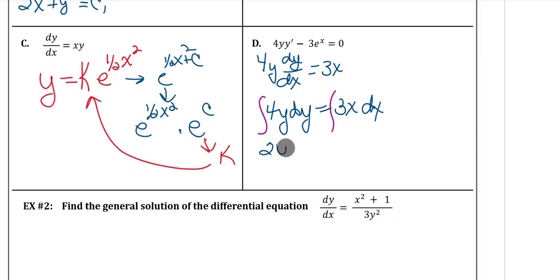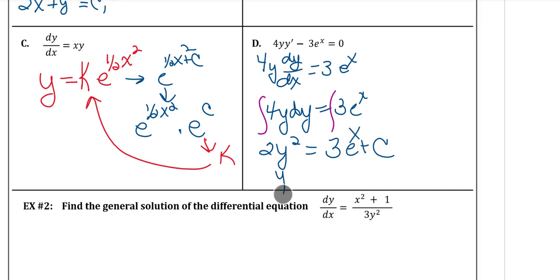So we have 2y squared equals 3/2 x squared plus c. And then it's just a matter of dividing both sides by, oh, I wrote the wrong equation down. I'm sorry. This shouldn't be 3x. This should be 3e to the x. So this will be 3e to the x plus c. Sorry about that. And now we're going to divide both sides by 2.